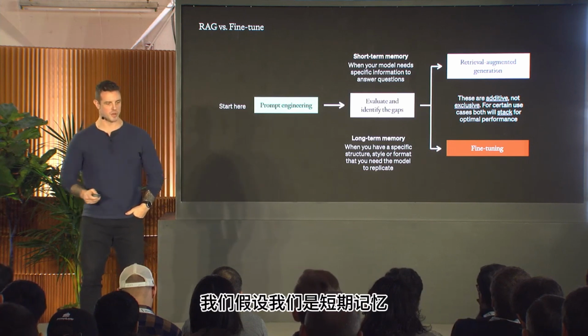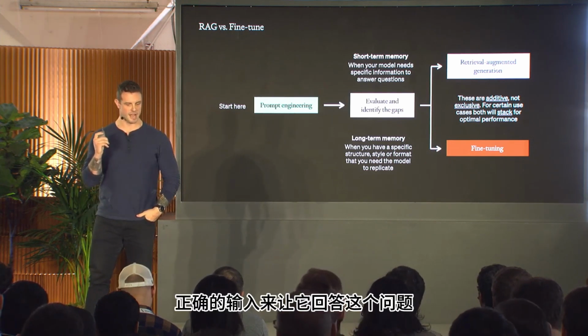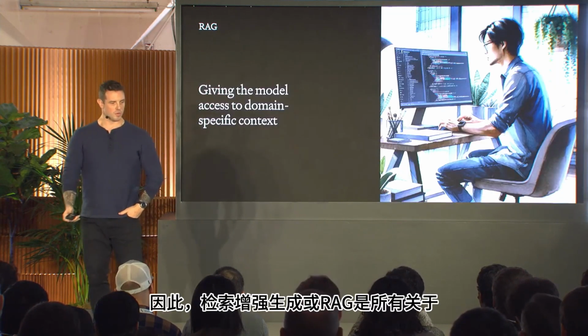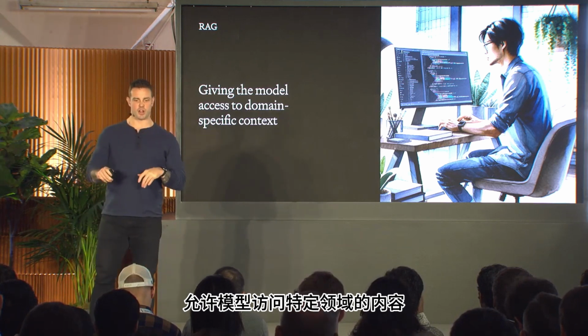And in this case, we're assuming that we've got a short-term memory problem. So we want to give the model the right context that it needs to answer the question. So retrieval augmented generation, or RAG, is all about giving the model access to domain-specific content.